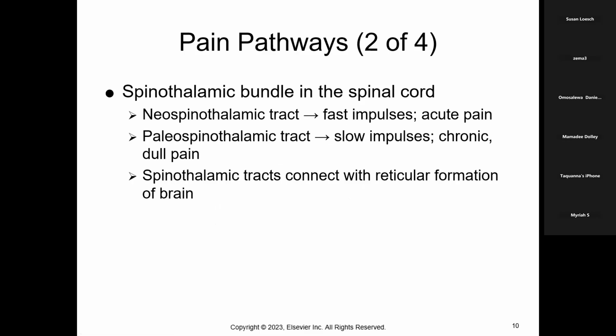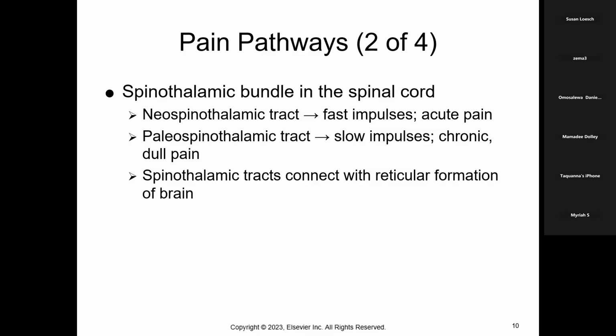All right, spinothalamic bundle in the spinal cord. So in that spinal cord, you have neurons that connect to the ascending tracts in the brain. There are two types of tracts in the spinothalamic bundle. These tracts here, the spinothalamic bundle, is what is conducting those pain signals. Okay. So you need to know that. So it's called spinothalamic bundle, and that is what is conducting those pain signals.